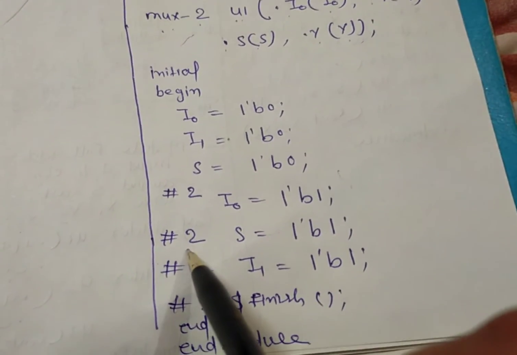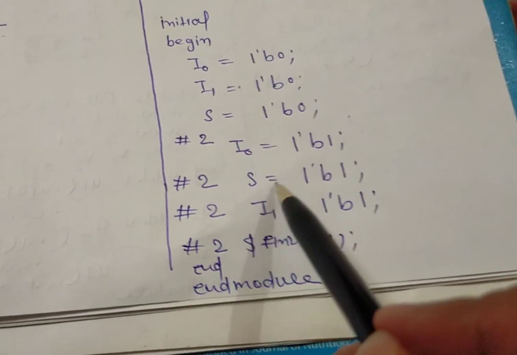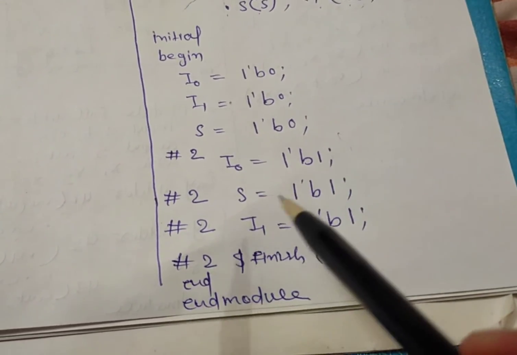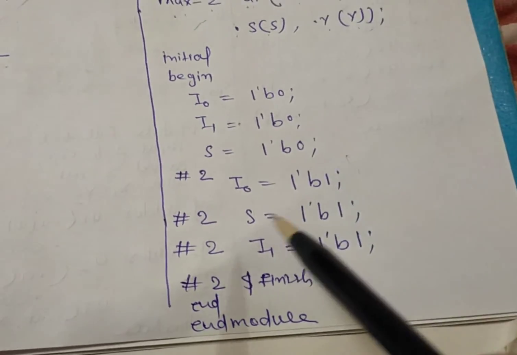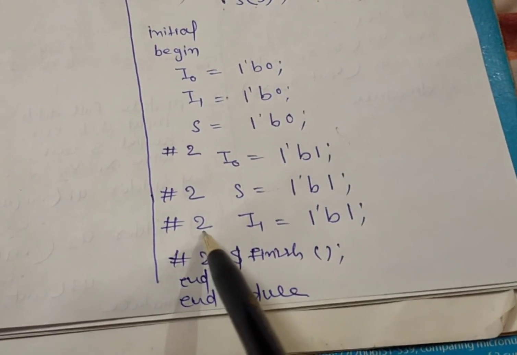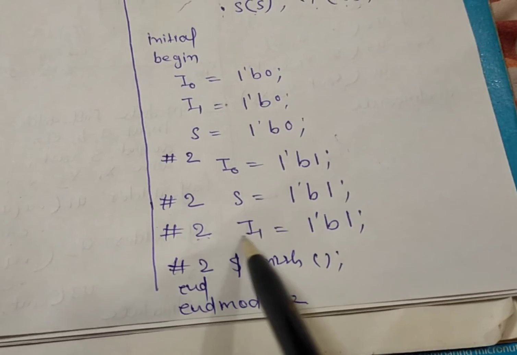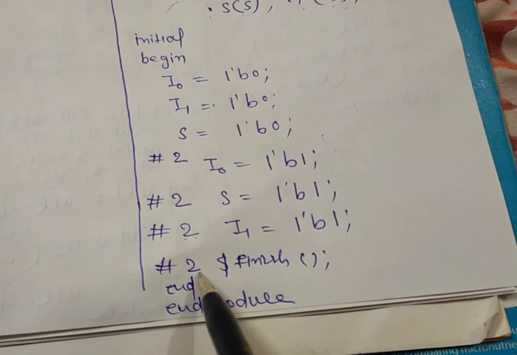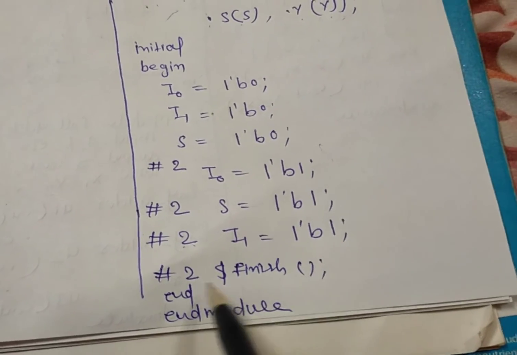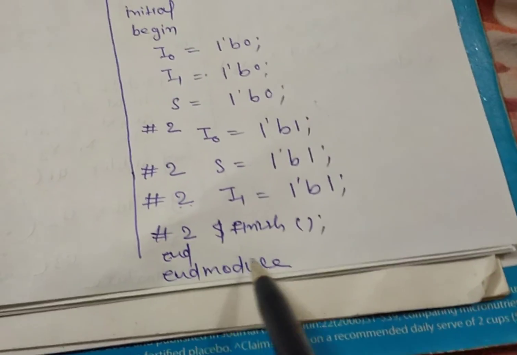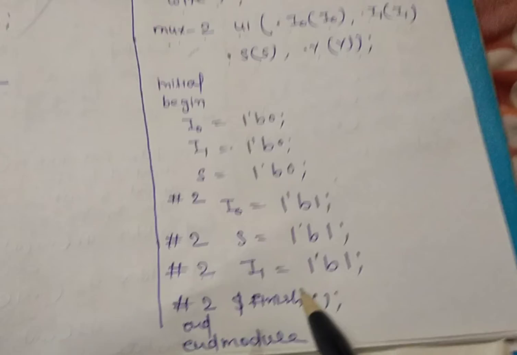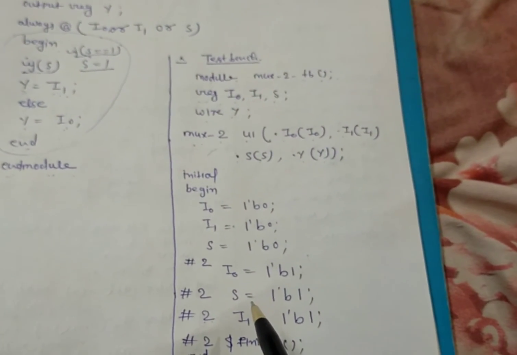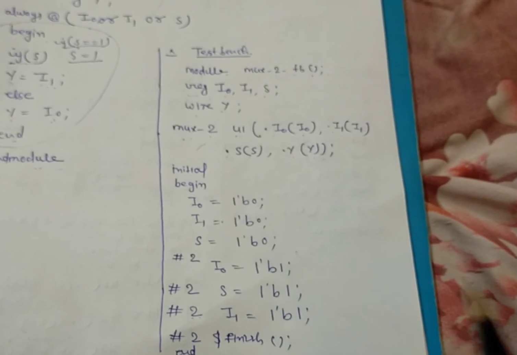Then again give a 2 nanosecond delay, again change the value of the select line, because we check the output at different select lines and different values of the inputs. Then again give a 2 nanosecond delay and change the value of I1. Then again give a 2 nanosecond delay and finish with semicolon, then end, and then endmodule. Okay, so this is the simple test bench of the 2 to 1 mux. Okay, thank you.